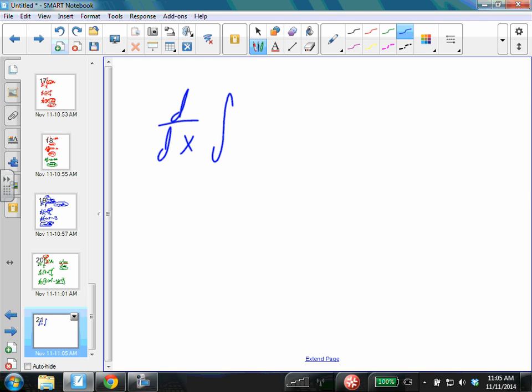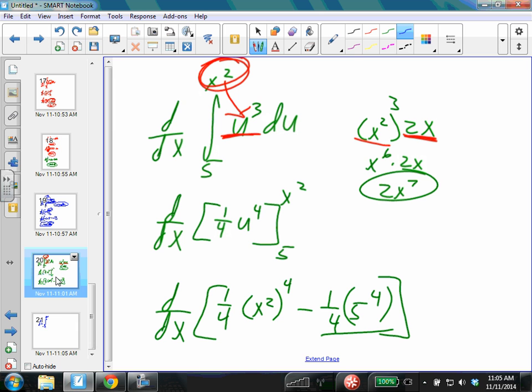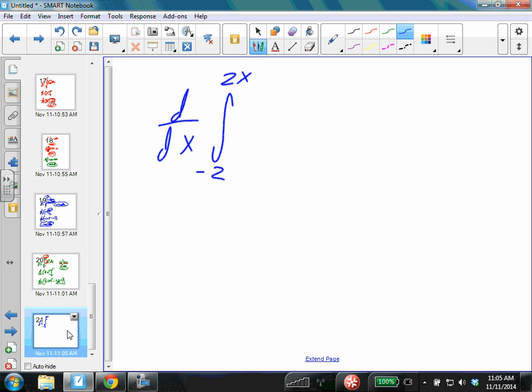dx, and I'm going to use from -2 to 2x. Sure. What's up? Okay. And let me create this function. I don't know, I'll use a trig function. We'll just use cosine of u.